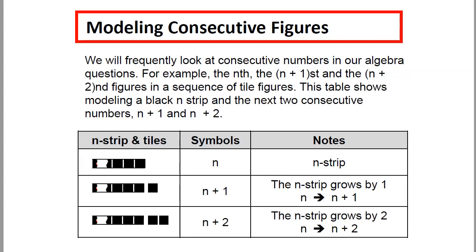Next, we need to model consecutive figures. We frequently look at consecutive figures in our algebra questions. For example, the n plus first and the n plus second figures in a sequence. The table shows modeling just a black end strip and the next two consecutive numbers, n plus 1 and n plus 2. You can see in the table we have an end strip, that's n, and then we have our n plus 1 figure, which is the end strip plus 1 black tile, and the n plus 2 figure, which is the end strip plus 2 black tiles.